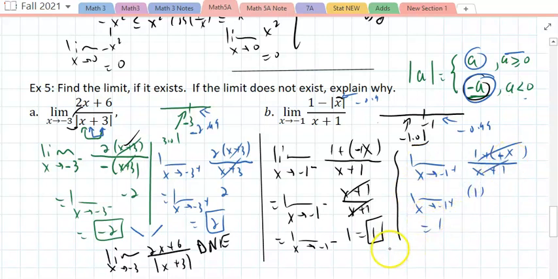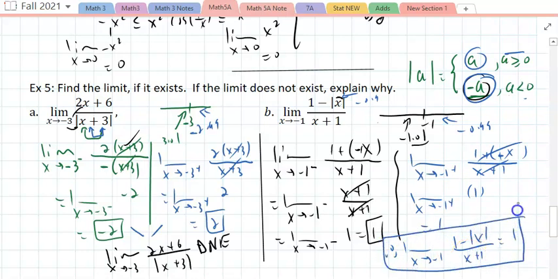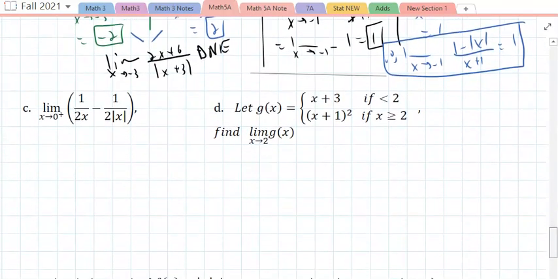So what's the conclusion? Therefore, the limit as x approaches negative 1 of (1 minus absolute value of x) over (x plus 1) equals 1. How come it worked for this but it didn't work for the previous? Because they're not taking the limit at the cutoff of the absolute value. This absolute value changes signs at 0, not at negative 1. At negative 1, it's always negative.